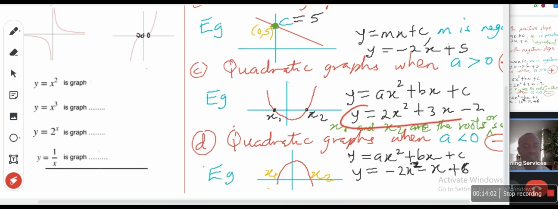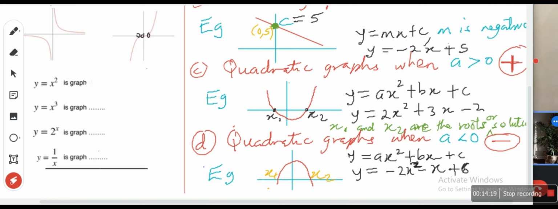What's the value of a in this one I'm circling? 2. So it forms a u. Because it's positive, it forms a u. Now these positions are where you have the roots or the solutions of the equation. These x values are the roots or the solutions of the equation. Now if a is negative, like y equals minus 2x squared minus x plus 6, it will form an n.